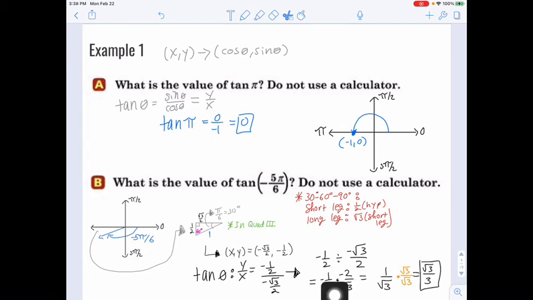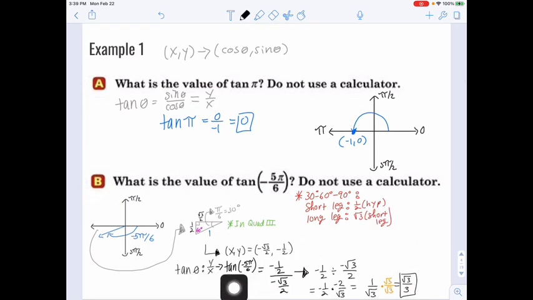The 2 on top and the 2 on bottom will become a 1, and we're left with positive 1 over square root of 3. However, this is not simplified because we need to rationalize the denominator to get rid of the square root in the bottom. So if we multiply the top and bottom by the square root of 3, we're really multiplying by 1. This gives us the square root of 3 over the square root of 3 times the square root of 3, or 3. Therefore, tangent of negative 5 pi over 6 is the square root of 3 over 3.